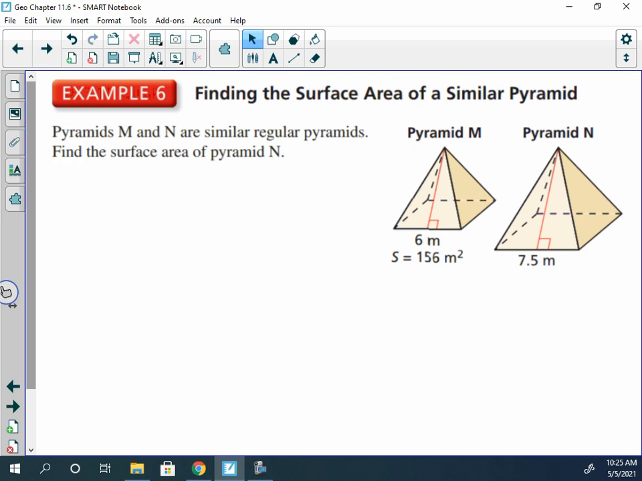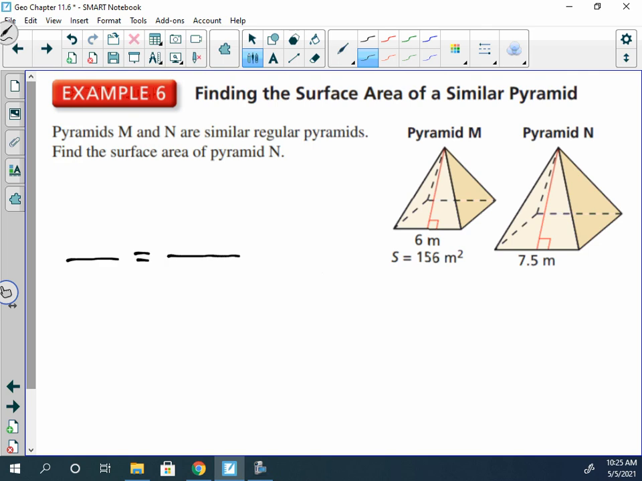Now, the last thing we're going to talk about is similar three-dimensional shapes: similar pyramids and similar cones. What we talked about yesterday and how we solved those is going to be the exact same as this, because similar shapes are always going to have similar scale factors. So we have two pyramids here, and we want to find the surface area of the bigger one.